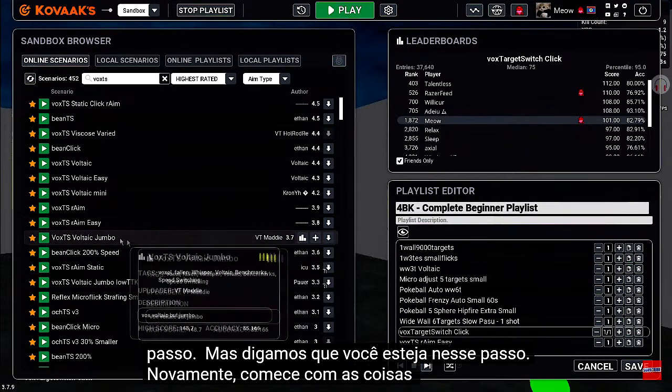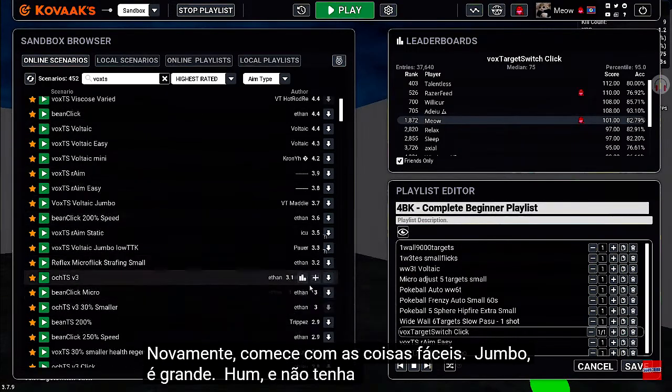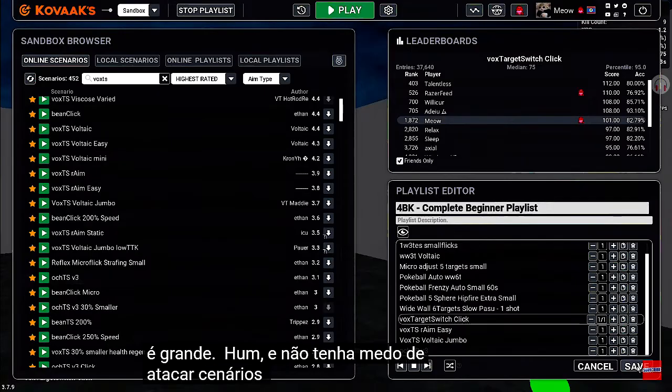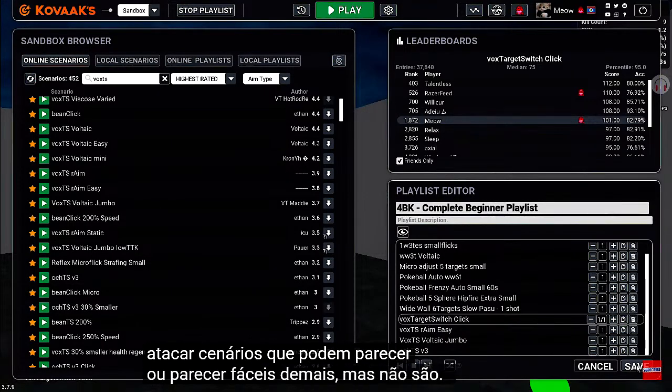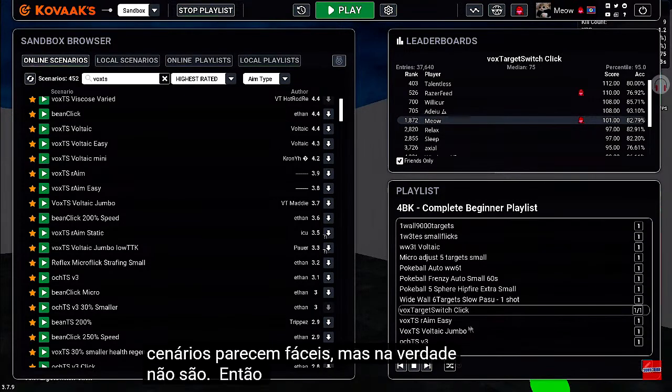Again, start with the easy stuff. Jumbo, it's large. And don't be afraid to generally attack scenarios that may seem or feel too easy, but aren't. And we'll talk about that in smoothness, why some scenarios feel easy, but really, really aren't. So stick around until that.